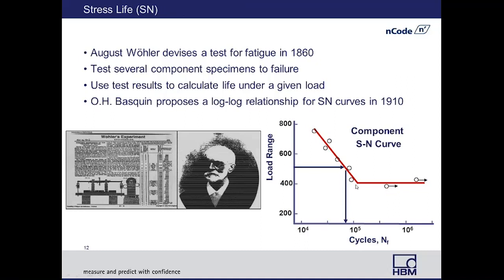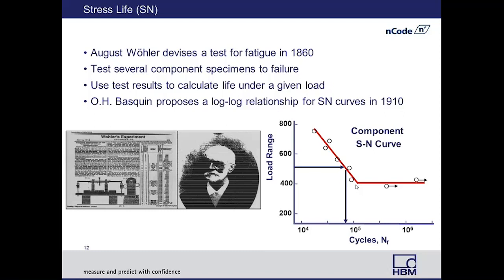And he would then use those test results to calculate life under a given load. Now, the one problem with this particular approach was if they made design changes to the component that he had characterized, let's say they had changed some geometry on it, they're going to have to repeat the characterization of the new components. So they're probably going to have to go through a lot of test specimens to fully characterize that. 50 years later, Basquin actually proposed a log-log relationship, which was stress-based, and that is what we know today as a stress-life relationship or stress-life curve.